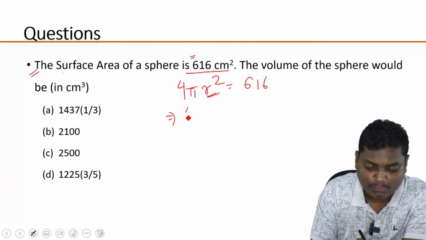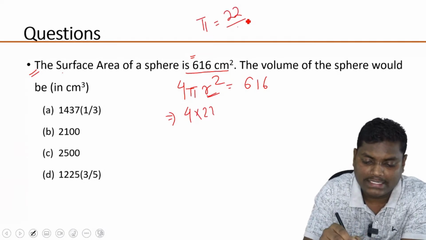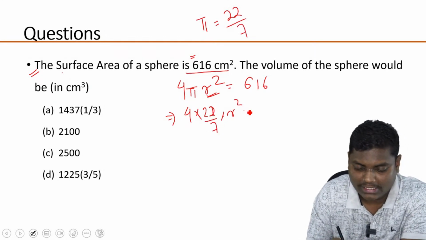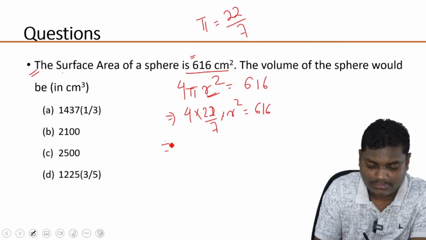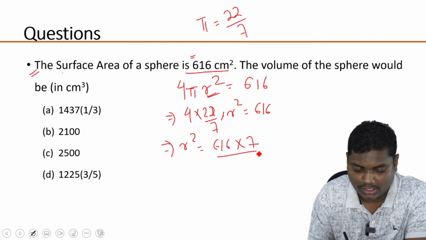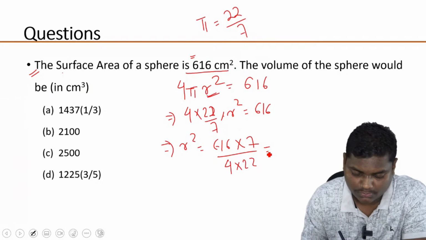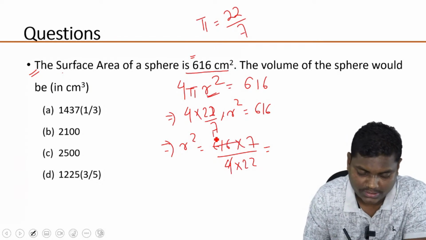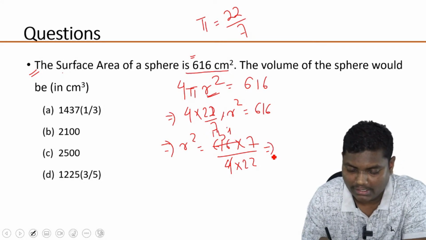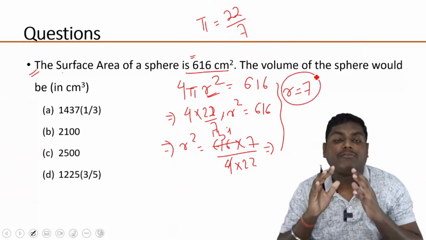So basically 4 into pi, and you know the value of pi is 22 upon 7. So 22 upon 7 into r square is equal to 616. You just substitute it. r square is equal to 616 into 7 upon 4 into 22. Just try solving this. So basically the value of r that you will be getting is 7.